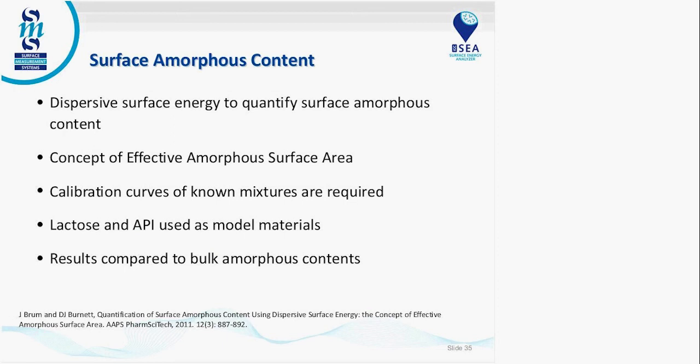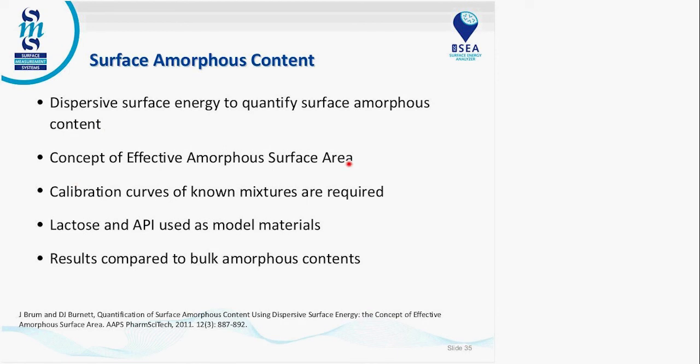Moving away from surface energy heterogeneity, I wanted to briefly talk about surface amorphous content. There was a paper done a few years ago with Jeff Broom, looking at dispersive surface energy as a way to quantify surface amorphous content. Most other techniques look at bulk amorphous content, like DVS, XRD, DSC. Here, since it's a surface technique, we can look purely at the surface. How much of the surface is amorphous?